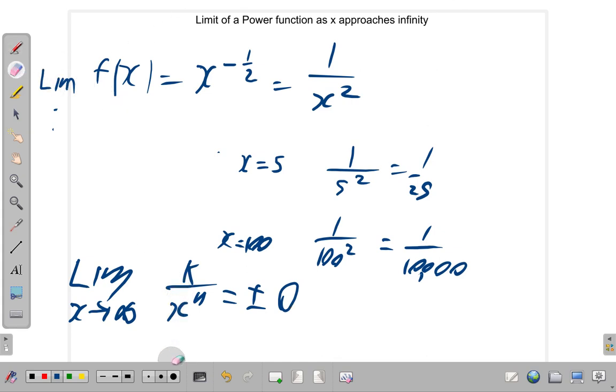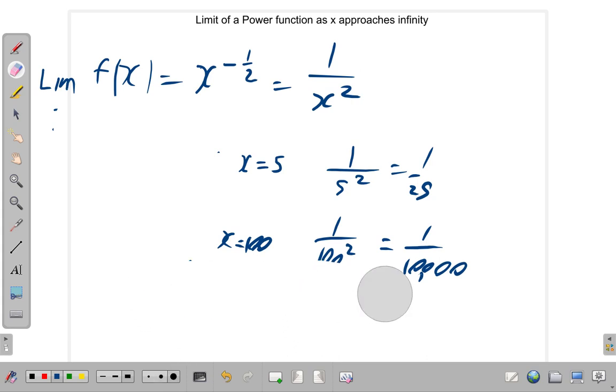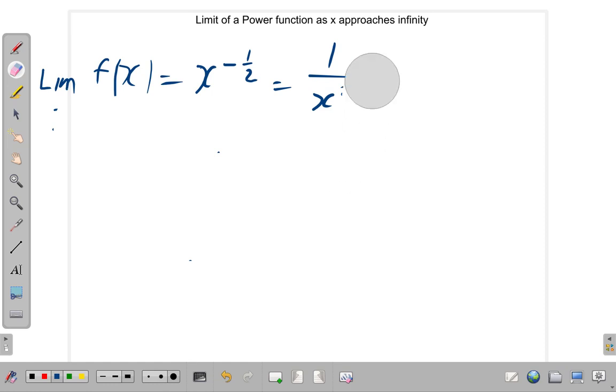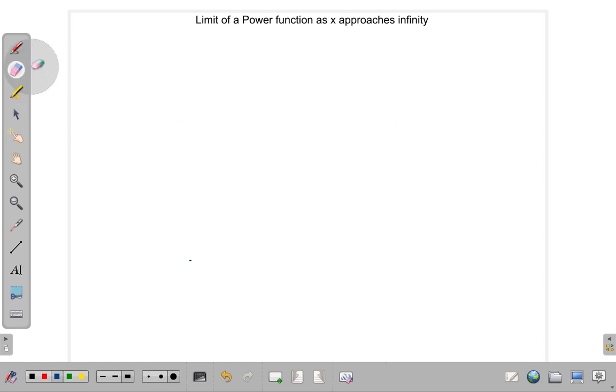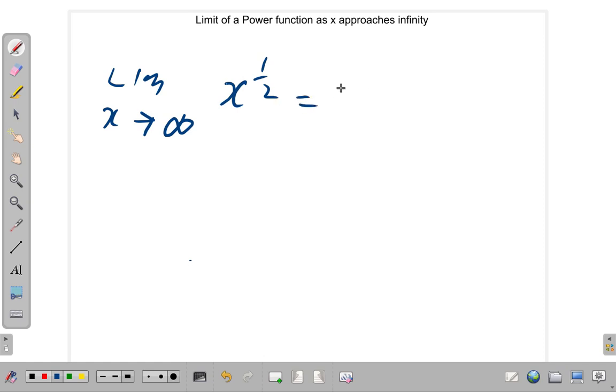Now, there is one particular case we want to look at before we finish. Or rather, two cases that we want to look at before we finish. Suppose in this case, we have the limit as x tends to infinity of x to the power of a half. If you remember your indices, this is the same as the square root of x. Now remember, you cannot find the square root of a negative number. So let us see what's going to happen in the graph of this.